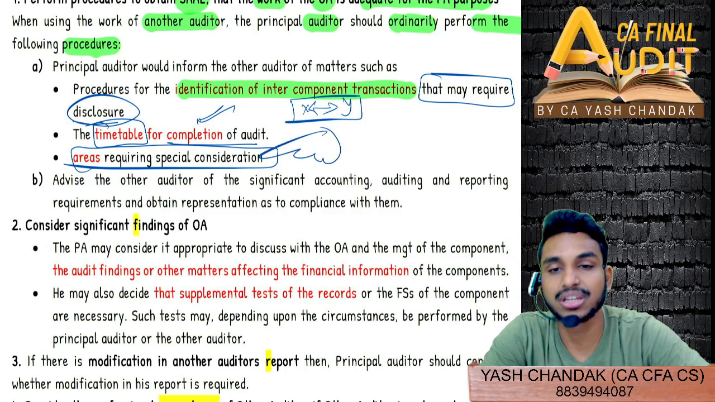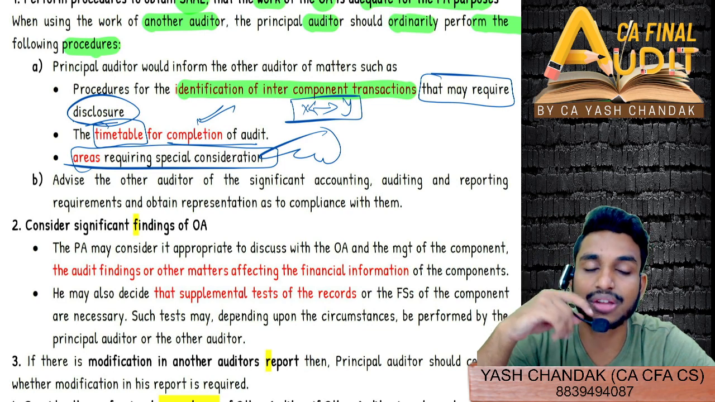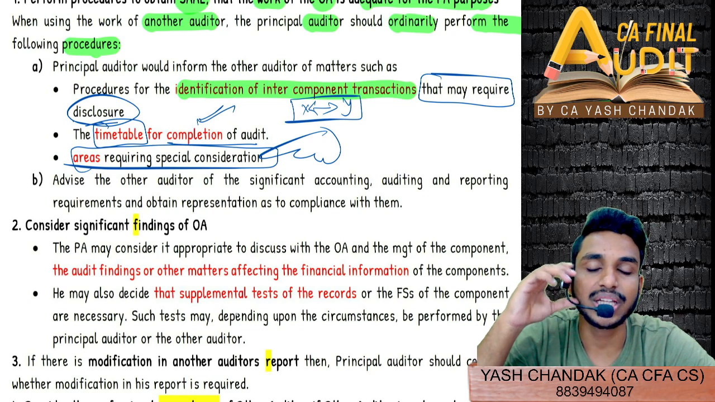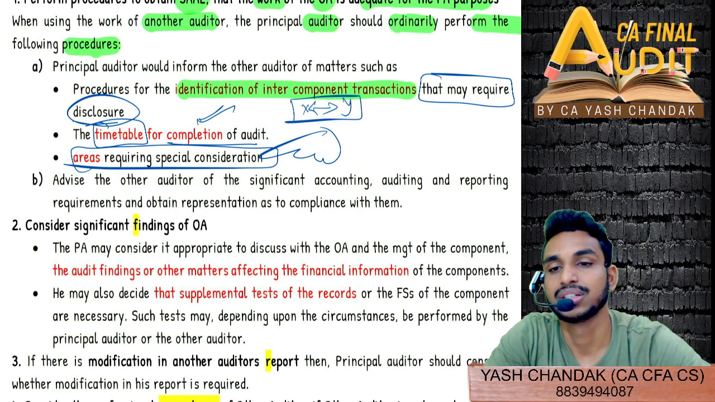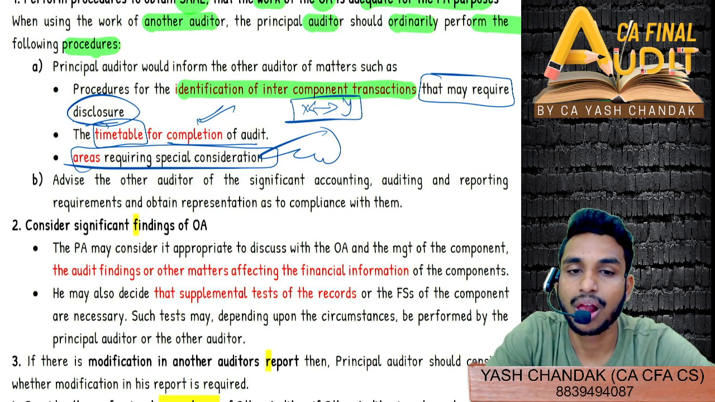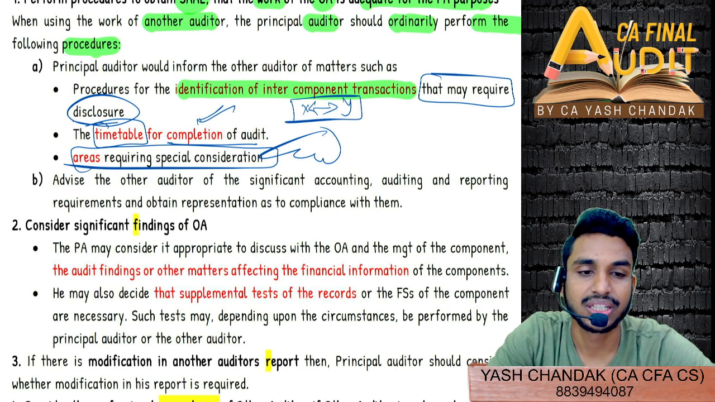Do you remember the answer? Areas requiring special consideration. What areas were there which require special audit consideration? Do you remember? It's SA 315. I have asked this question so many times. Sir, significant transaction, related party transaction. Yes, Nikita, correct.